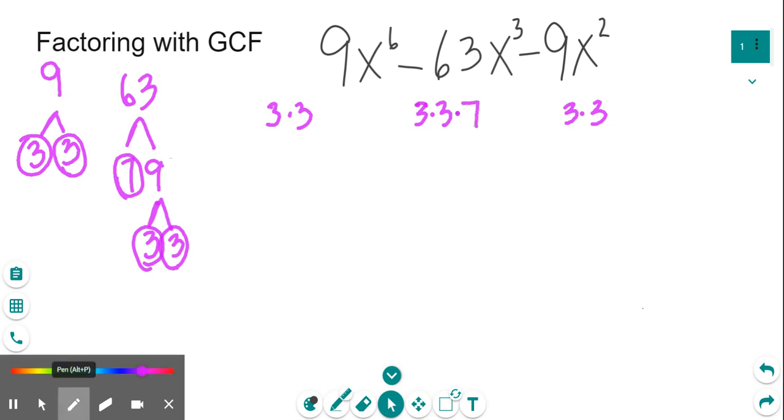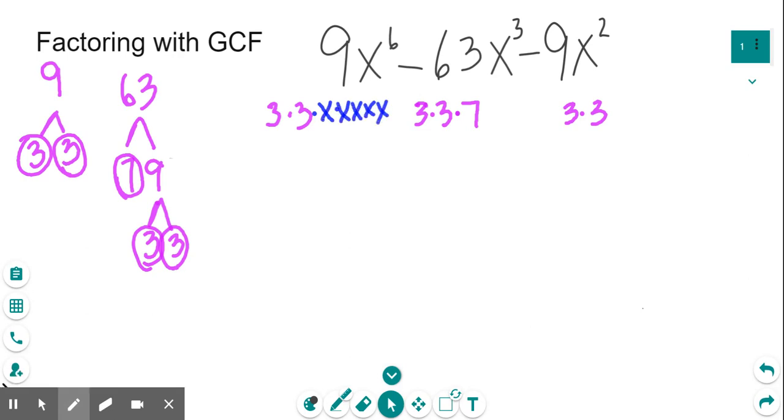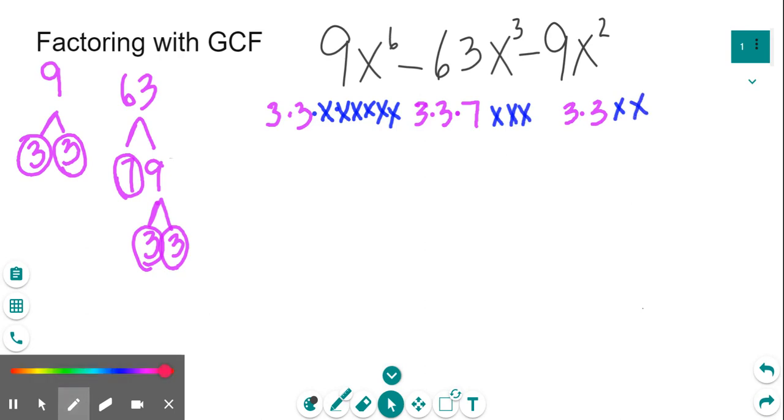Okay, now we're going to take a look at our x's. Here, first for the first one, we have x to the 6, so that's x times x times x. I'm just going to skip that times symbol and put in 6 x's. There they are. And the next one, we have 3 x's, 1, 2, 3. And then the next one, we have 2 x's, 1, 2. Now these are all multiplying each other. And then in the middle, we have a minus here, and we have a minus here.